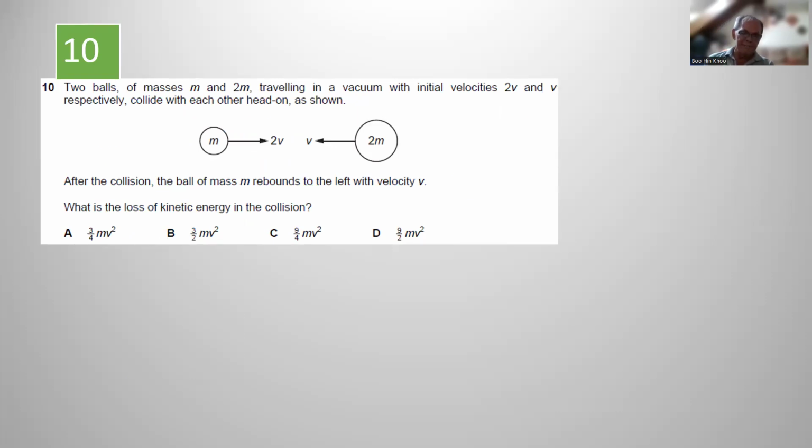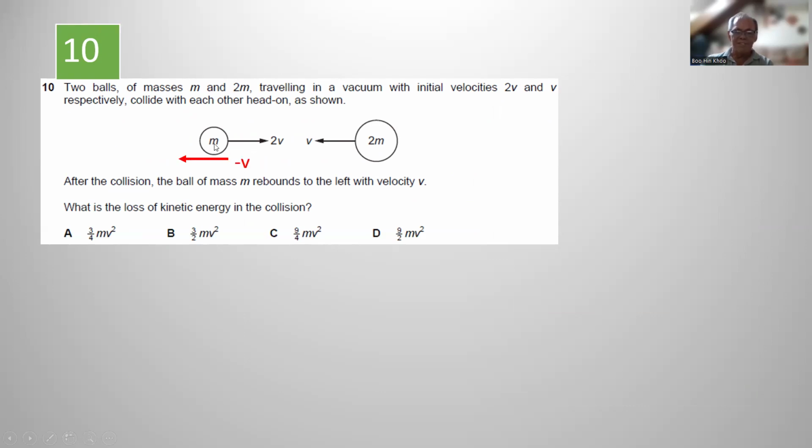Two balls of mass m and 2m traveling in vacuum with initial velocity 2v and v respectively collide with each other head-on as shown. After collision, the ball of mass m rebounds to the left with velocity v. What is the loss of kinetic energy in the collision? Well, draw whatever is given to us. v and 2v are given. After collision, mass m rebounds to the left with velocity v. Draw it.